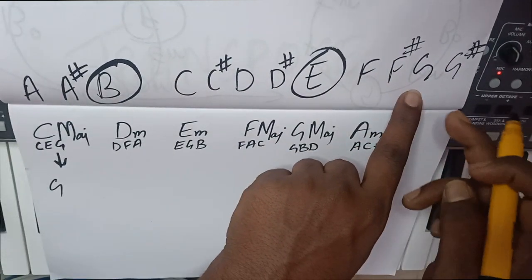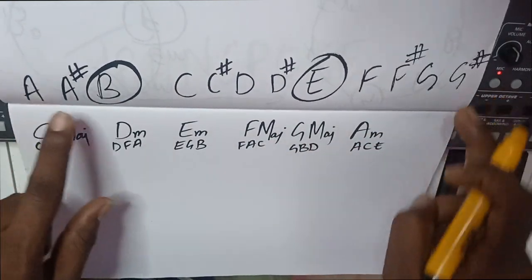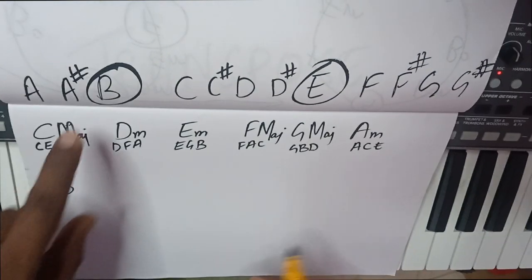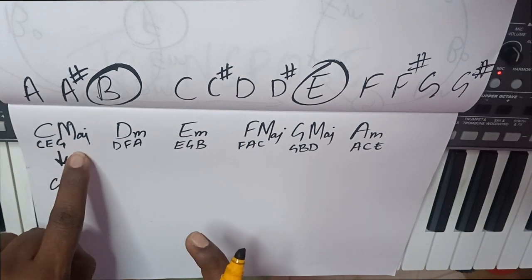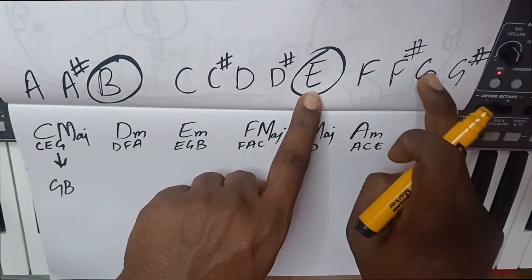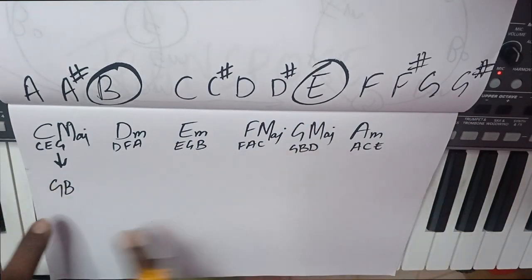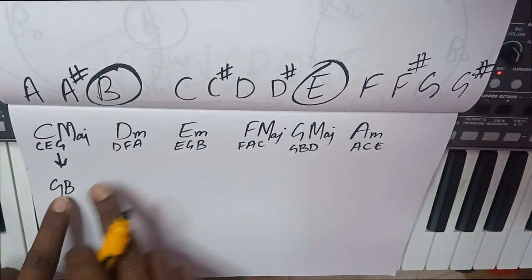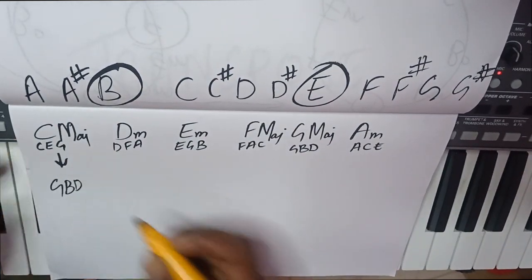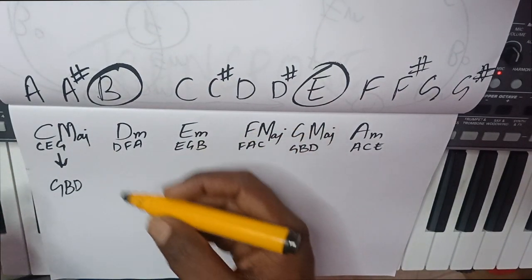We have to go 4 steps. 1, 2, 3, 4. So we have a G, B, and then from E to G, what is the distance? Let's go to E. 1, 2, 3 steps. So let's go from B. We found the B, right? So we go 1, 2, 3. So that's G, B, D. We found the chords. G major chord.